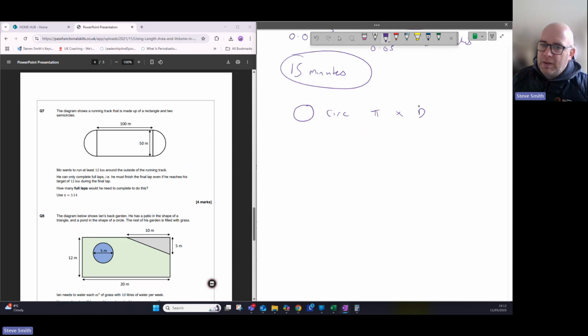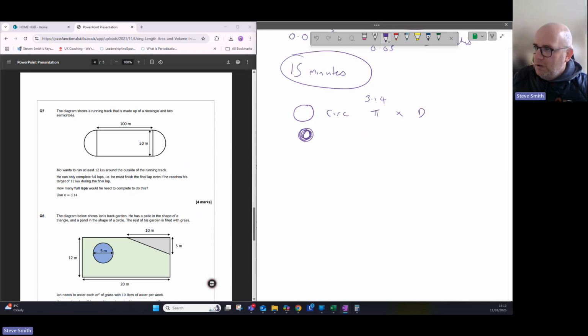And when we come to math exams, especially at functional skills level 2, pi is always going to be 3.14. So rather than use your pi button on your calculator, which is to infinite decimal places, use 3.14, because it will give you a slightly different answer.